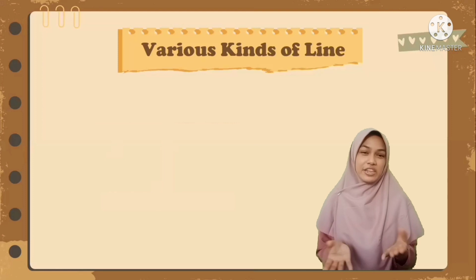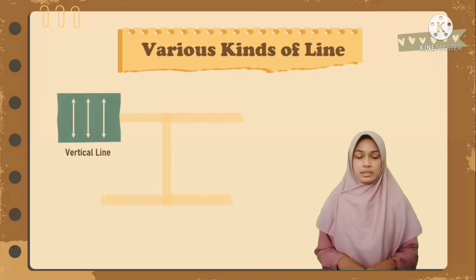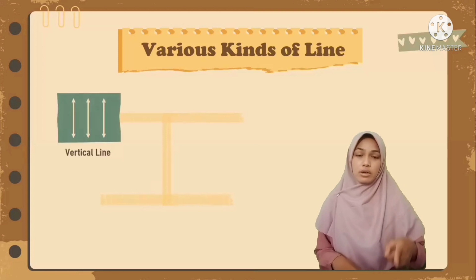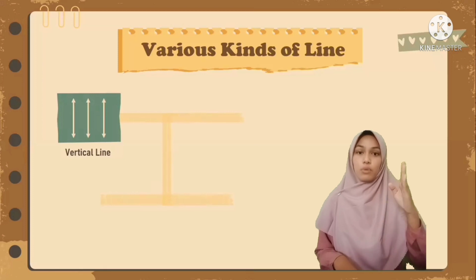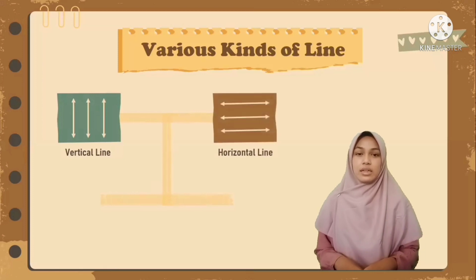The next discussion is about various kinds of line. There are 4 kinds of line. The first is a vertical line. This line extends downward and upward and is parallel to the y-axis. The second is a horizontal line. This line extends to the right and left direction and is parallel to the x-axis.